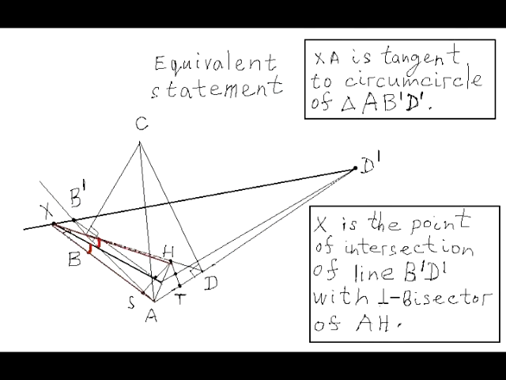Let's go back to our diagram. Since the Apollonian circle must go through points A and H, and its center must lie on the continuation of line B'D', then the center of the circle is point X, which is the point of intersection of the continuation of line B'D' and the perpendicular bisector of segment AH.